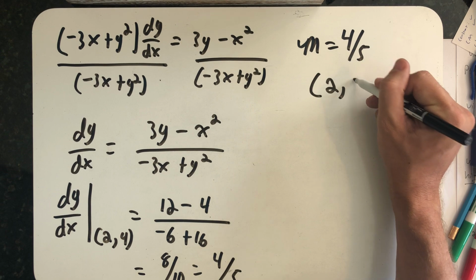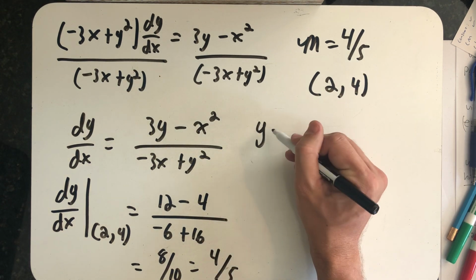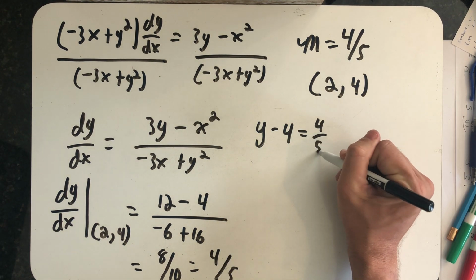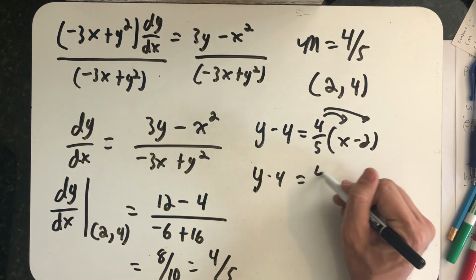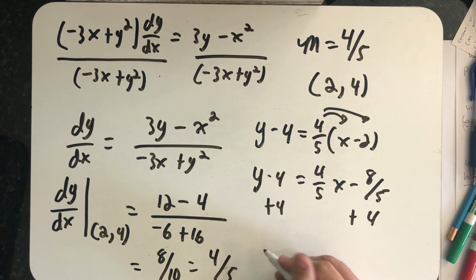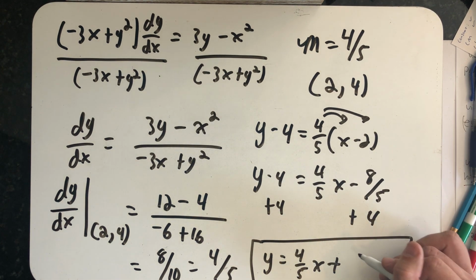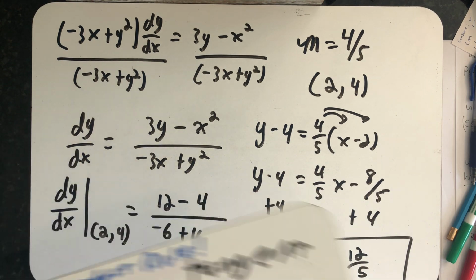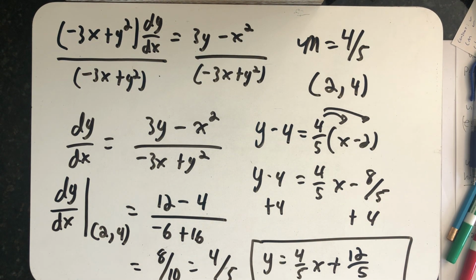That tangent line is passing through the point (2, 4). I can find the equation of that line using point-slope. Now I just need to distribute and simplify. So let's see, my tangent line: y equals 4/5 x plus 20/5 minus 8/5 is 12/5. All right, I found the equation of my tangent line to the Folium of Descartes at the point (2, 4). Again, there's a link right below this video that will take you to both things graphed together in GeoGebra.